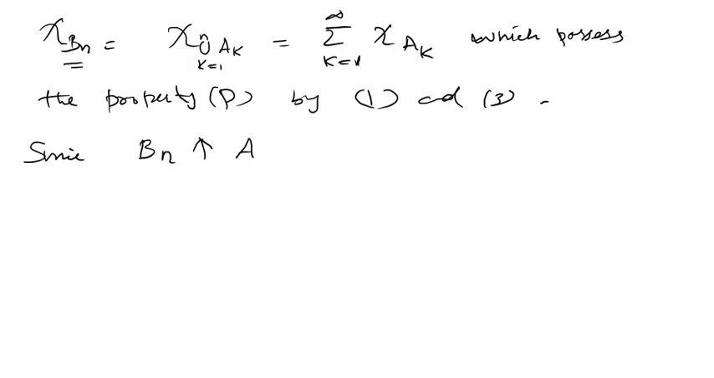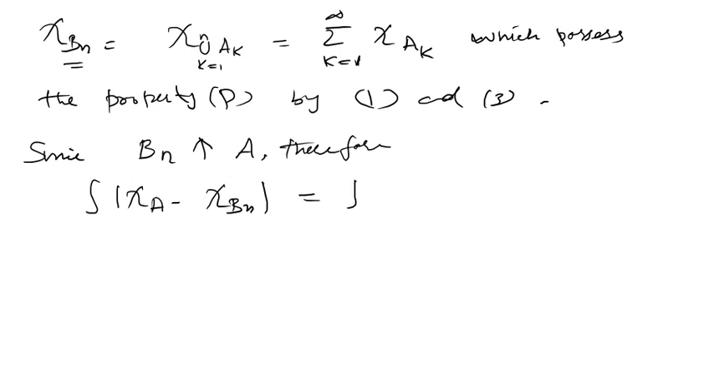So therefore this means that mu star of Bn also increases to mu star of A. Now you can see the integral of mod of chi A minus chi Bn. But chi A is greater than or equal to chi Bn because A is bigger than Bn, so we can remove the mod here. This is equal to the integral of chi A minus chi Bn.